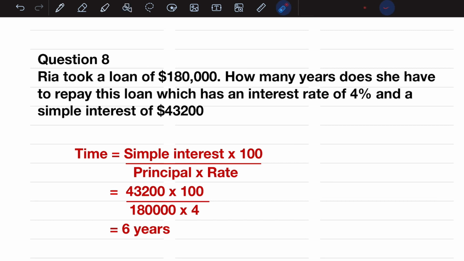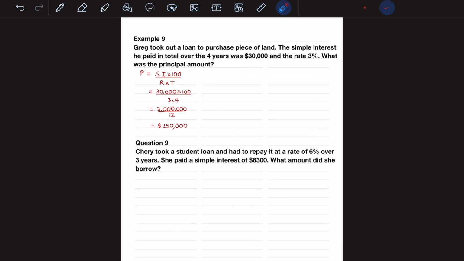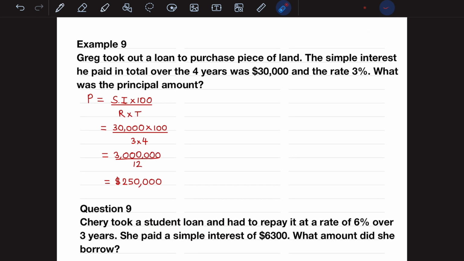Okay, so we have simple interest, we have the principal, and we have the rate. So we can determine the years, which is 6 years. Right, so now we have to determine the principal. We can see in example 9 that we have the simple interest, we have the rate, and we have the time. So let's just drop those numbers in, plug them in, work them out.